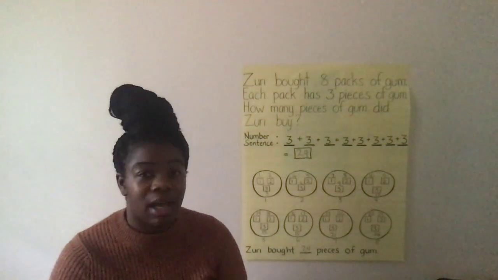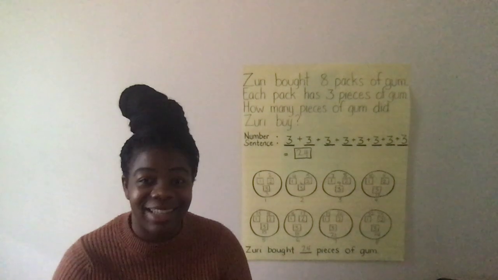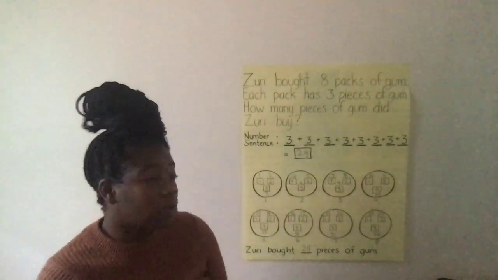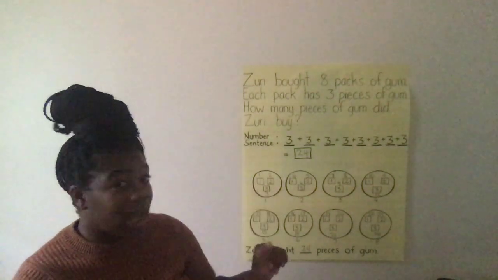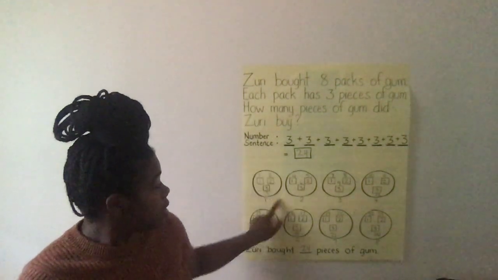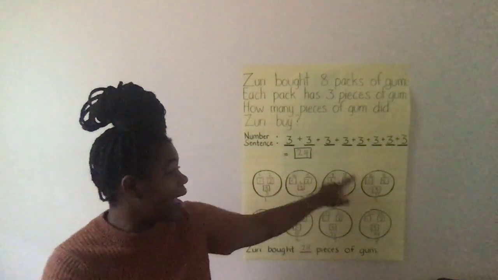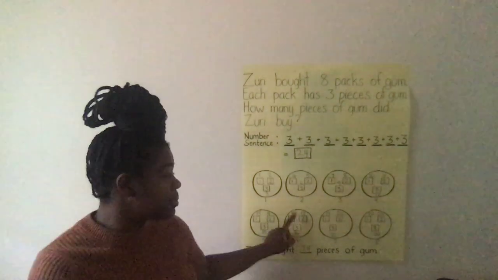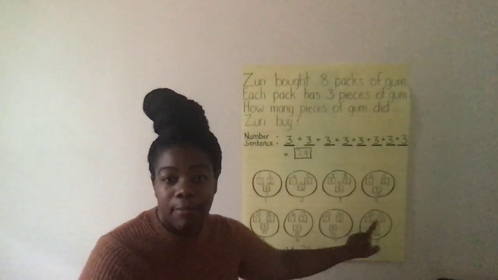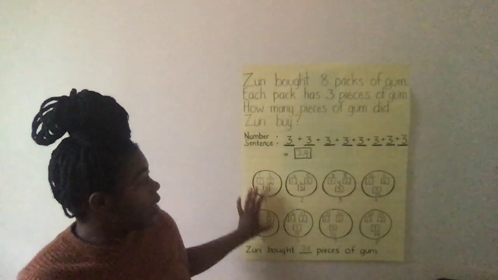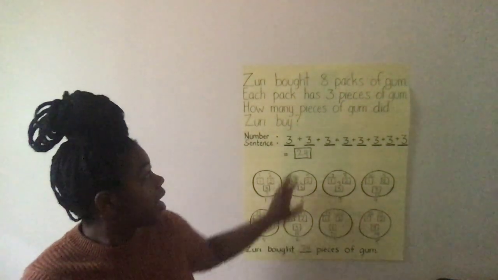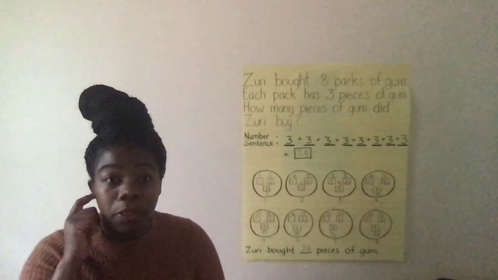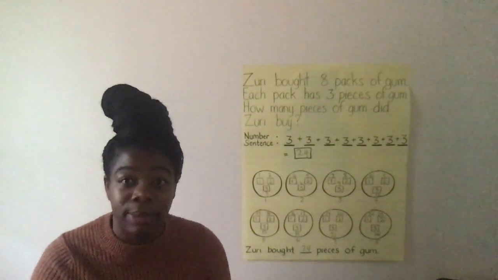A strategy that a lot of our kids use, especially Kalea, is she likes to draw out the picture to represent the story. So right here, what I've done is drawn out packs of gum. This is the first pack. This is the second pack. This is the third pack. This is the fourth pack. This is the fifth pack, sixth pack, seventh pack, eighth pack. So within those 8 packs of gum, there are 3 pieces in each one. So inside, you'll see I've drawn 3 different boxes to represent the 3 pieces of gum.